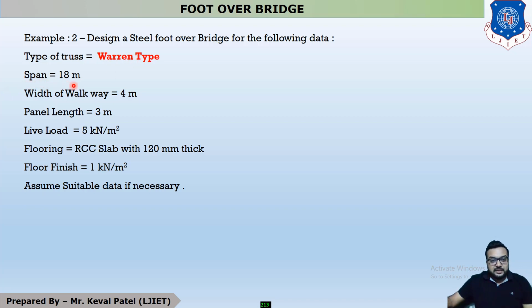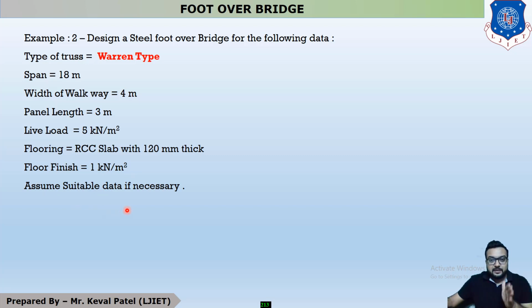Span of bridge is 18 meter. Width of walkway is 4 meter. Panel length is 3 meter. It means there are 6 panels of 3 meter, so our total span of bridge is fixed at 18 meter. Now live load is 5 kilonewton per meter square. Flooring is RCC slab with 120 mm thickness. Floor finish is 1 kilonewton per meter square. And at last, assume suitable data if necessary.